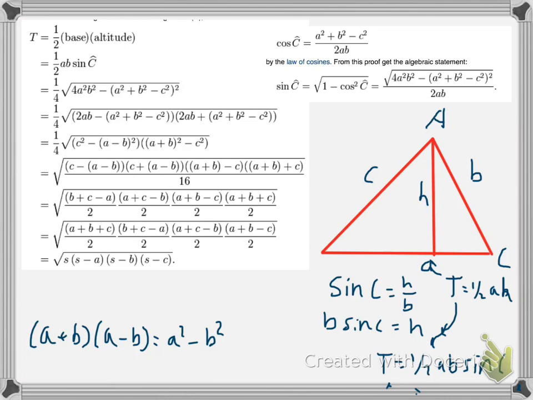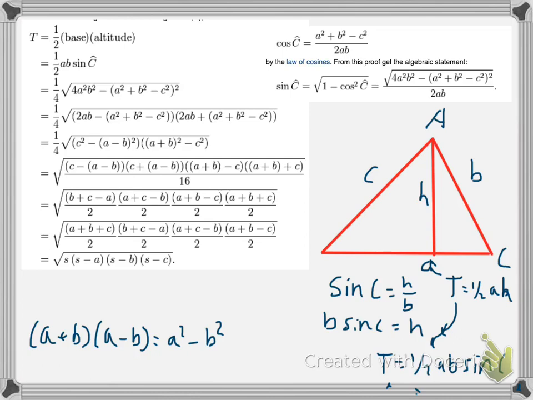So now we're going to go up here into this big long mess over here and try to simplify it out. So 1/2 ab sine of the angle, we'll substitute this in. Over here, sine of the angle equals the square root of 4a squared b squared minus the quantity a squared plus b squared minus c squared, squared, which is kind of a mess, all over 2ab. If you substitute that in, these ab's will cancel out, and you'll get 1/2 times 1/2, which equals 1/4, multiplied by this top part right here.